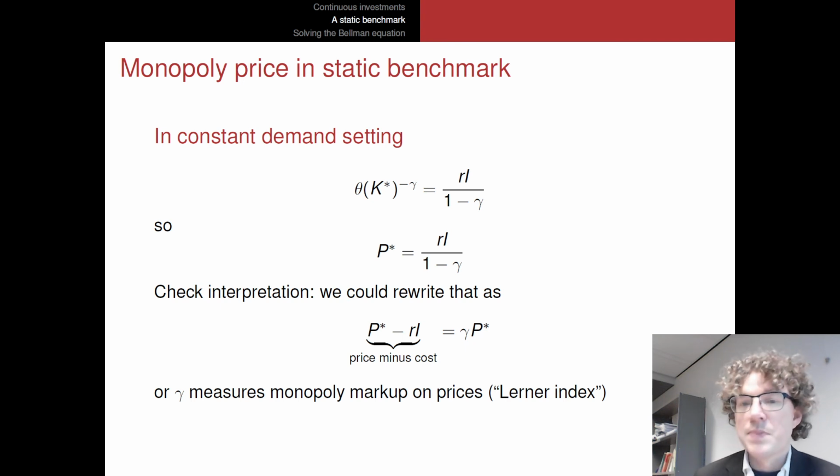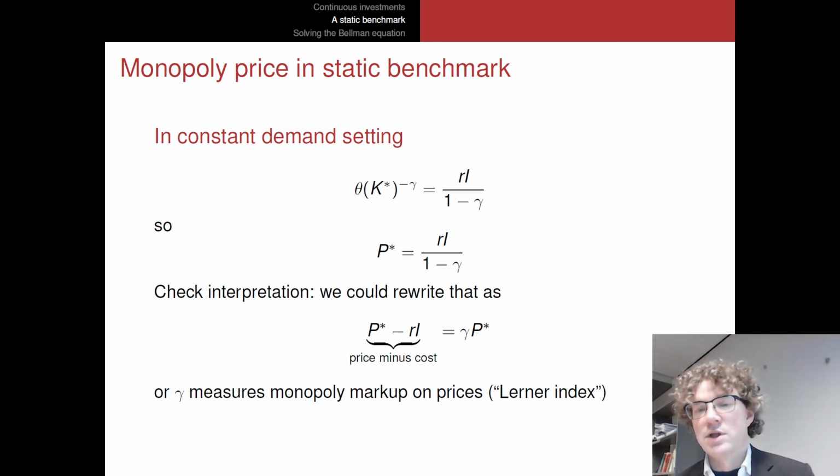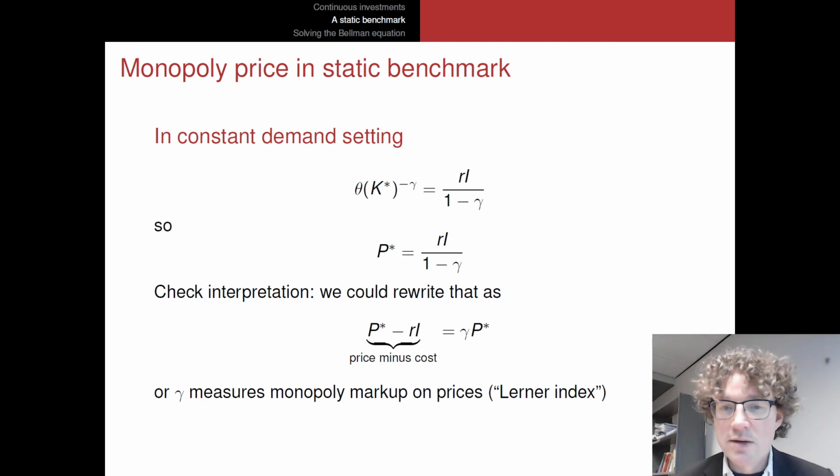Rewriting this a bit, we can write this as: the price minus cost, or the price cost margin, is equal to gamma times the price itself. Since gamma indeed is the inverse of the elasticity of demand, this makes sense. This is what we should know: a monopolist will always make sure that its price cost margin is proportional to price and also proportional to the inverse of the elasticity. That's what monopoly pricing is. So indeed, in the static benchmark case, this model just gives us standard monopoly pricing, at least in the long run, taking into account the long run per unit costs of investment, R times I.